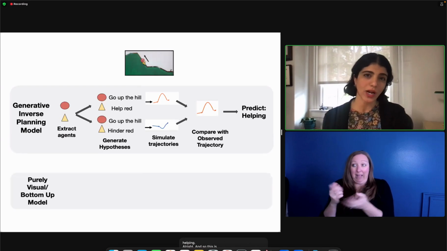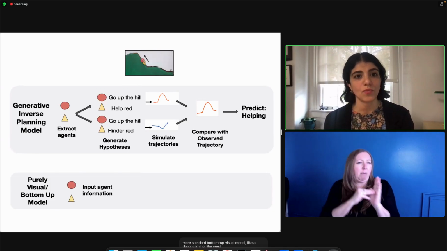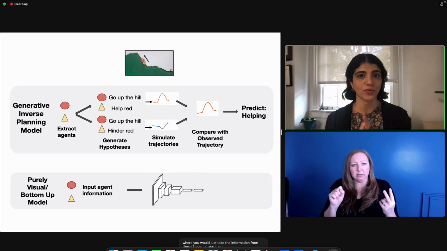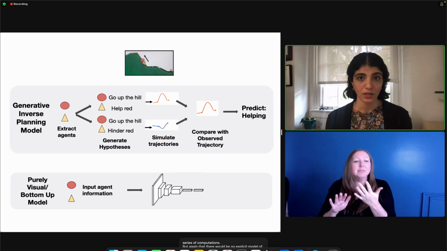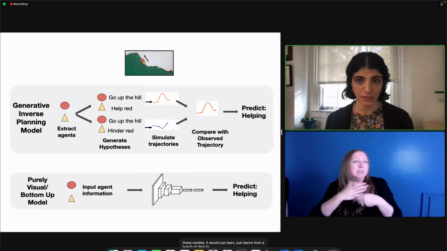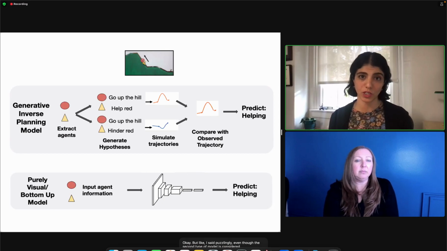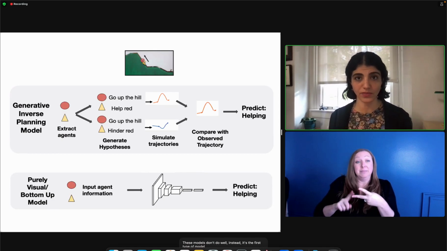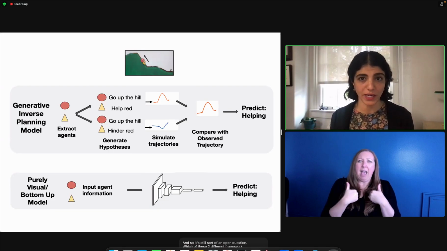All right. And so this is in contrast with the more standard bottom-up visual model, like most deep learning models, where you would just take the information from these two agents, and then they would go through a series of computations, but again, there would be no explicit model of agents, goals, or the physical world that's given to these models. It just learns from a bunch of data to start making predictions. Okay, but like I said, puzzlingly, even though the second type of model is consistent with a bunch of recent behavioral and neural data, including our own, these models don't do well. Instead, it's the first type of model that gives state-of-the-art performance on these tasks. And so it's still sort of an open question which of these two different frameworks humans might use.